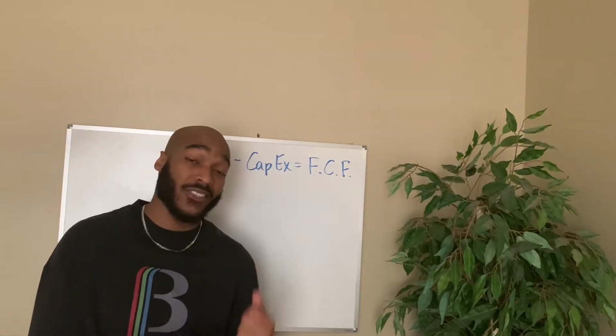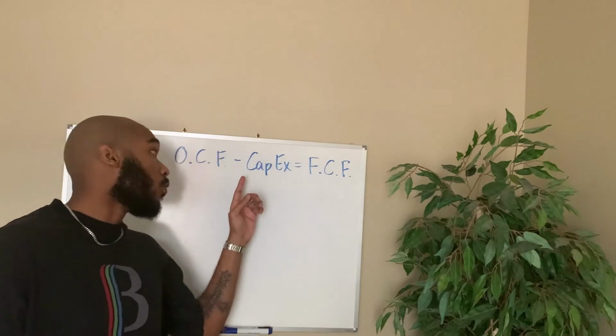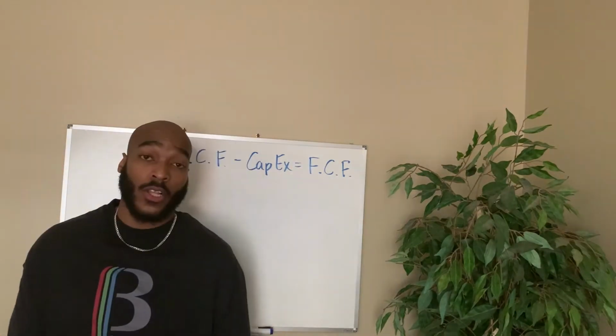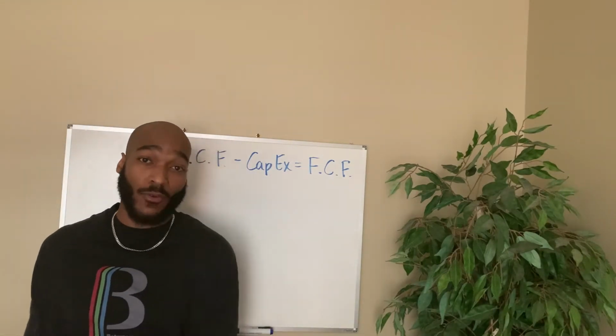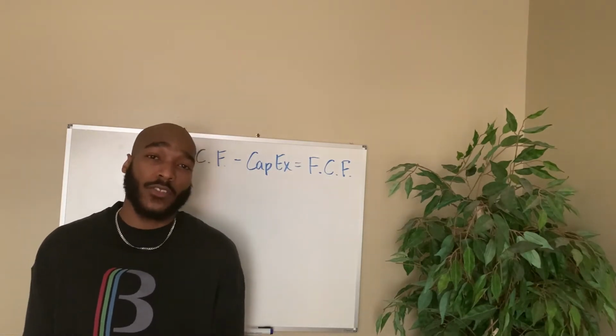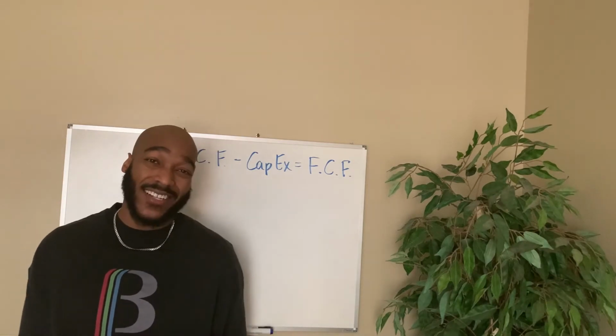That's how I do it. Now, in my video analyzing Synchrony Financial, we saw this formula right here. Operating cash flows minus capital expenditures gives you your free cash flow. We learned that operating cash flows is the cash that a business generates from its day-to-day operations. Capital expenditure, or CapEx, is the cash that a company spends in order to buy and maintain their plant, property, and equipment, aka the capital assets.